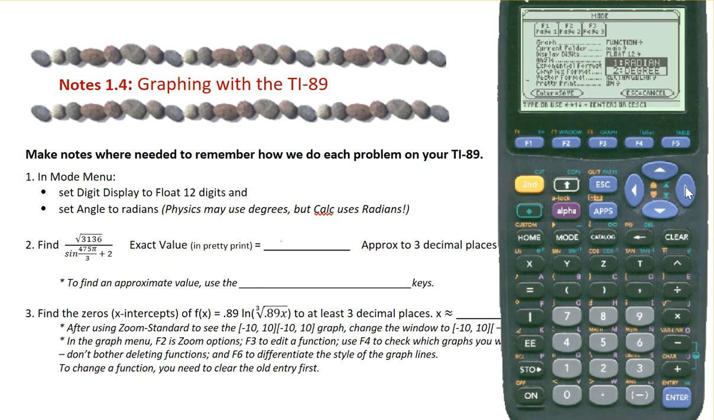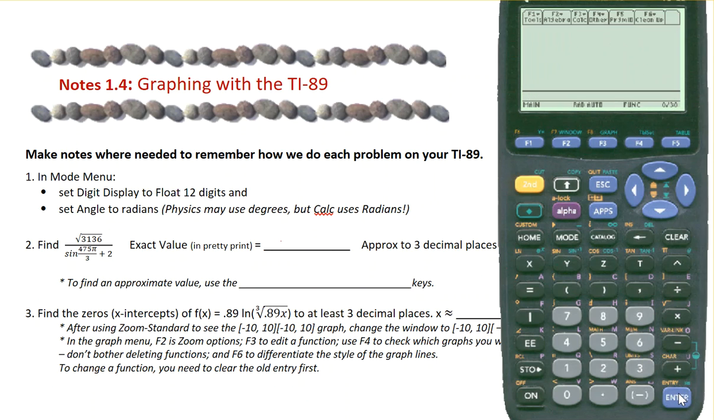Let me use the side arrow here so you see. In physics you might change to degrees, but then when you come to calculus, make sure that you change back to radians. So again, just use your up-down arrow to highlight. Enter to change the feature. And now when you've changed something in a menu, it doesn't save until you hit enter one more time. So make sure you never escape out of a menu. Make sure you always use the enter key multiple times so that your changes get saved.